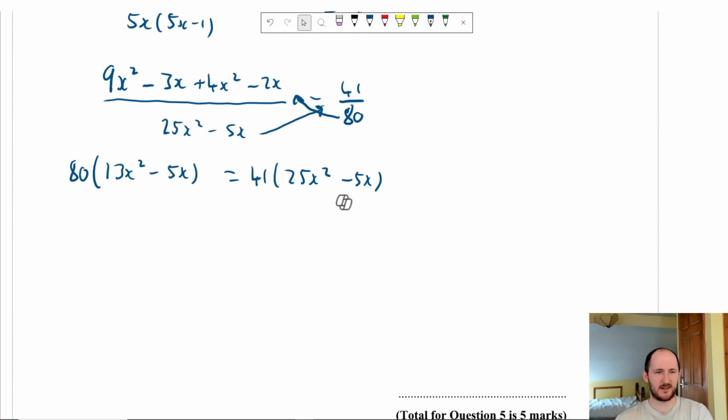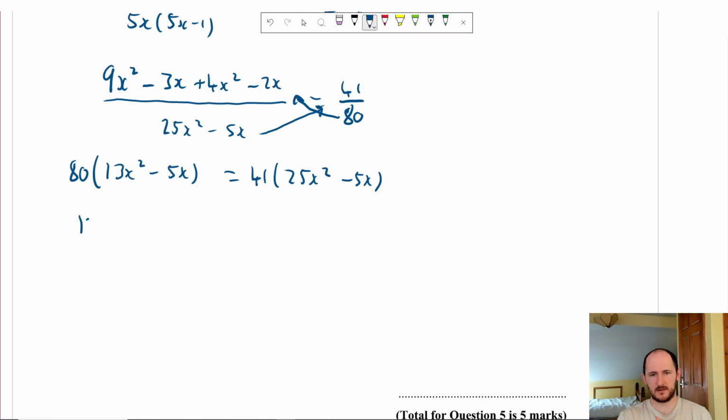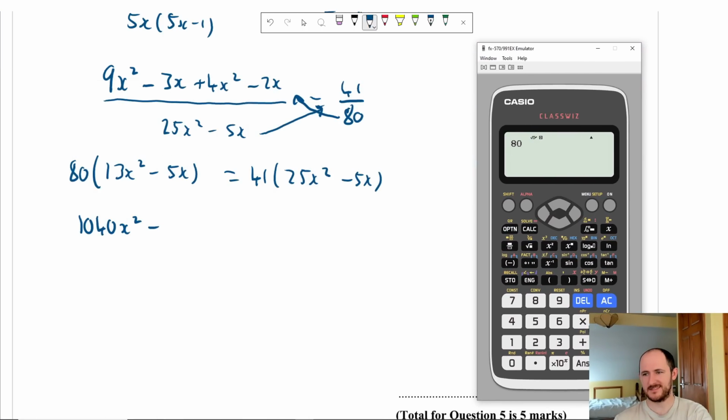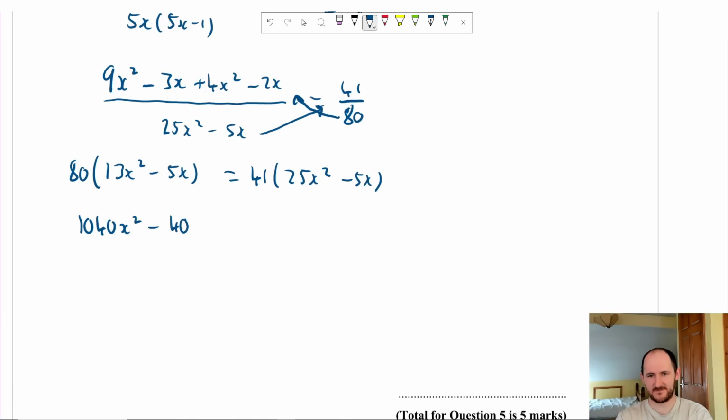You know what? I'm using a calculator. No one can stop me. 80 times 13. Yeah, that's exactly what I thought it was. That should be 400, right? Yeah, there we are. It's 400x. 41 times 25. Again, I'm still using a calculator, by the way. I'm not even going to pretend that I'm not. That's 1025x squared. And then 41. Actually, wait, this is going to be 205.